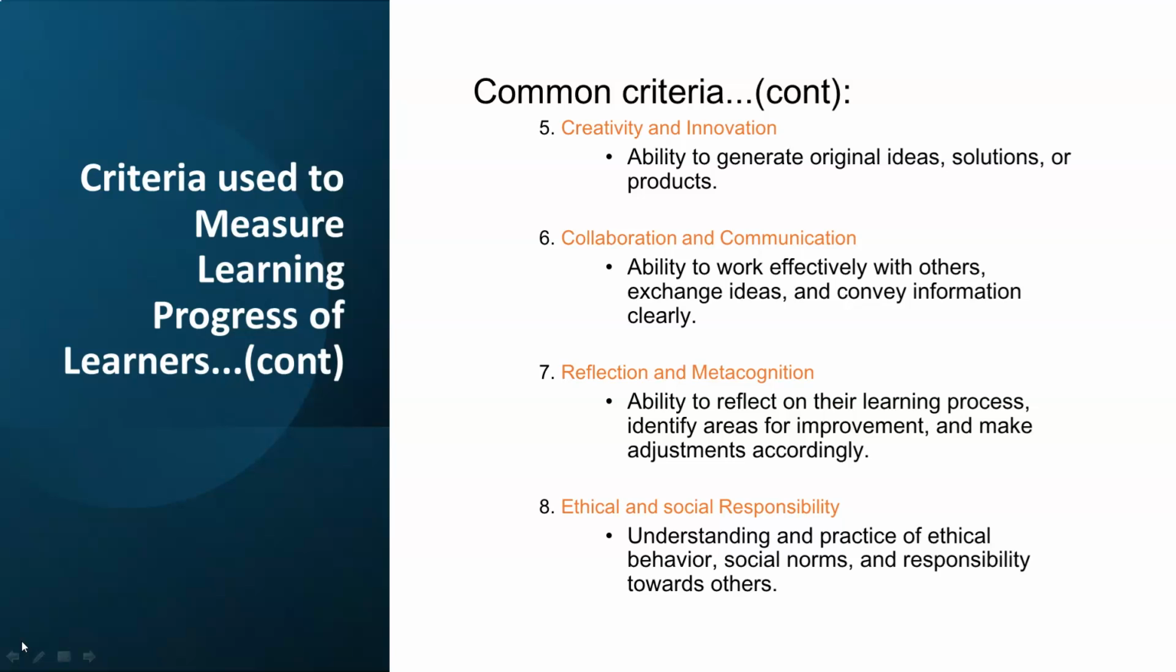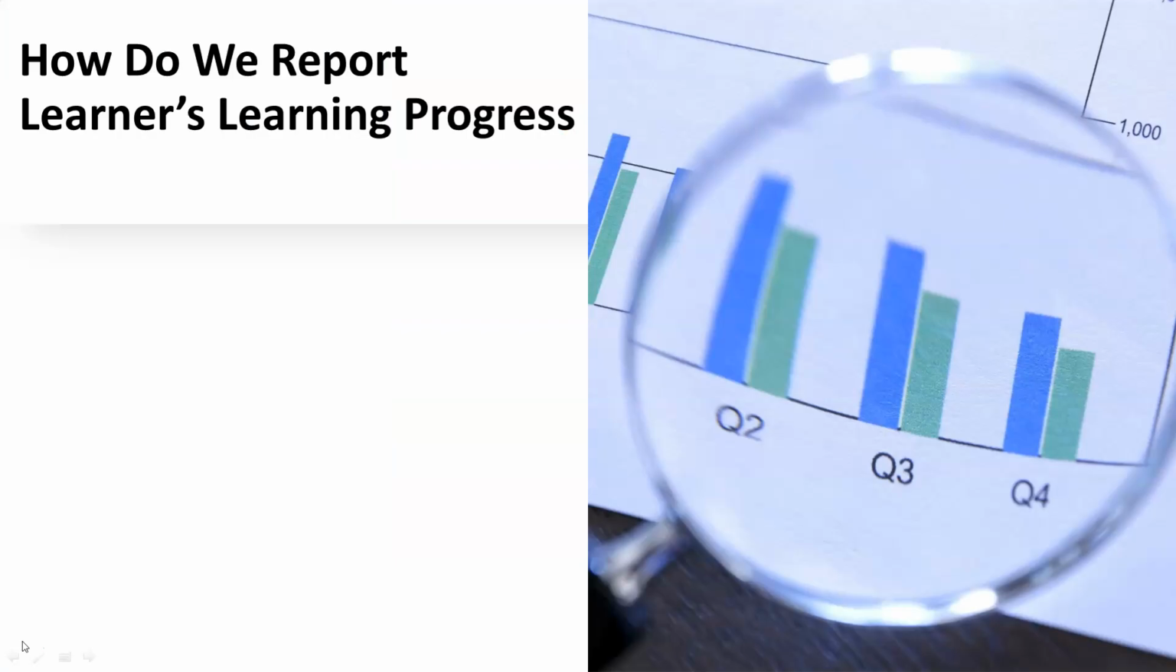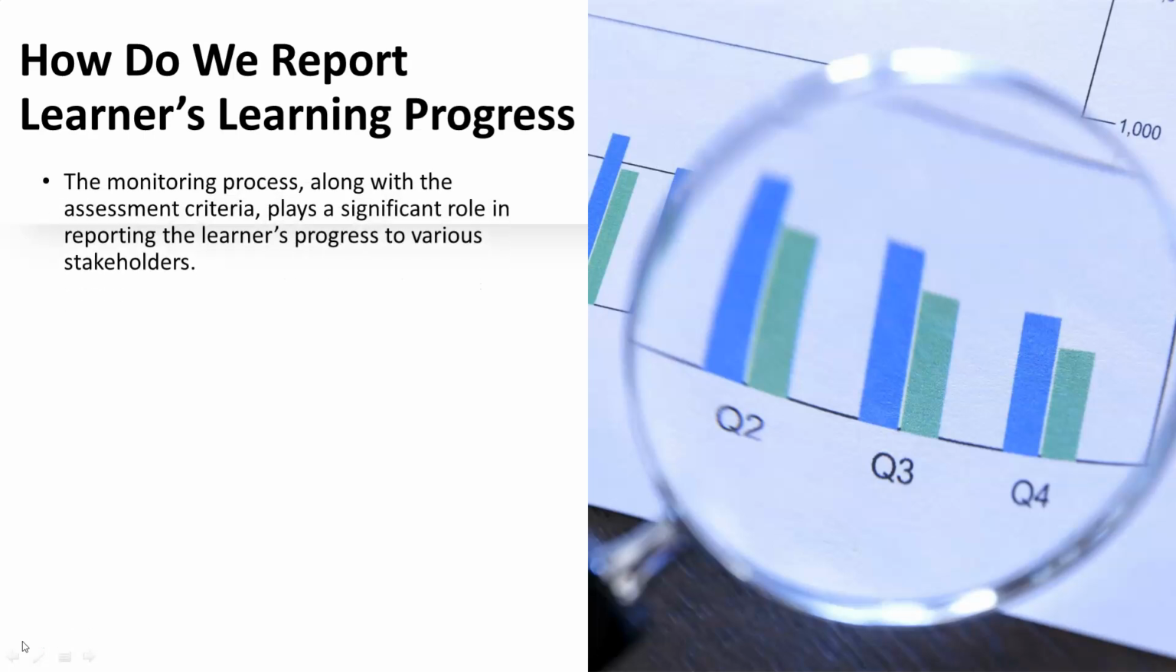It is important to establish clear and well-defined criteria for measuring learning progress to ensure consistency and fairness. These criteria can be reflected in rubrics, scoring guides, checklists, or specific performance indicators that align with the learning goals and outcomes of the educational program or curriculum. Now, how do we report learners' learning progress? The monitoring process, along with the assessment criteria, plays a significant role in reporting the learner's progress to various stakeholders.